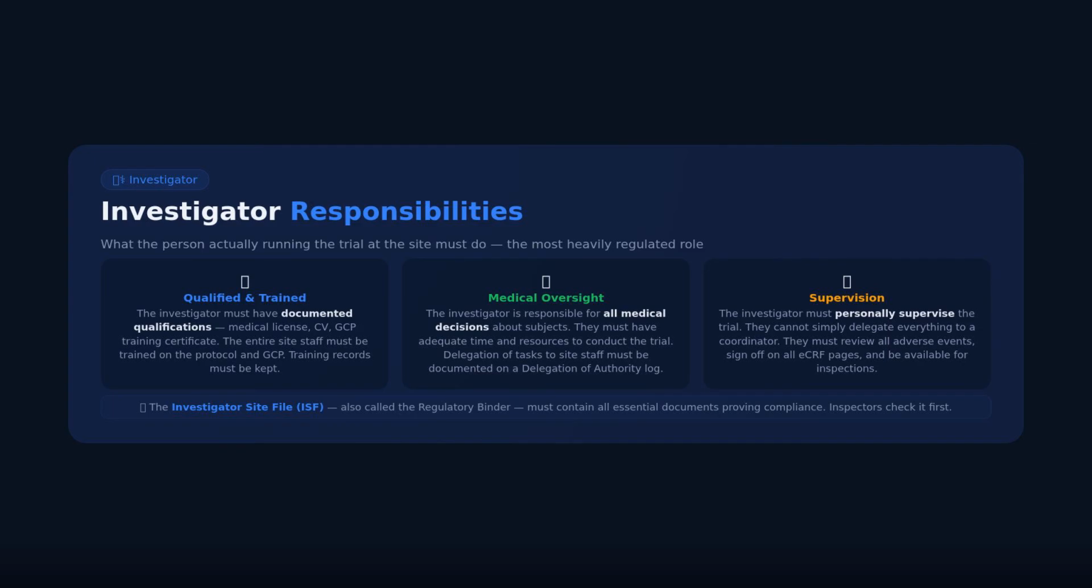Investigator responsibilities under GCP. The investigator must have documented qualifications and GCP training. They are responsible for all medical decisions about subjects. They must personally supervise the trial and cannot simply delegate everything. They must review adverse events, sign off on ECRF pages, and be available for inspections. The investigator site file contains all essential documents proving compliance.